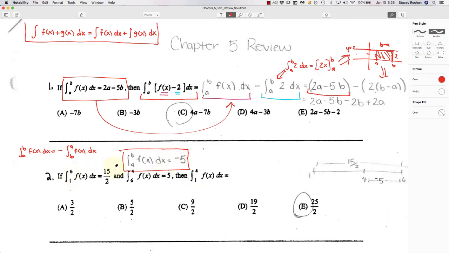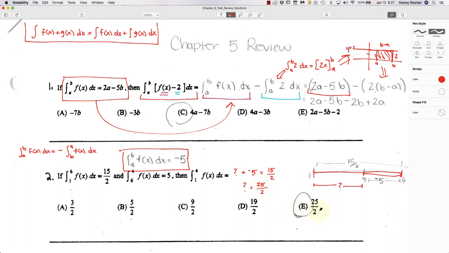So they're telling you something about 1 to 6, so I like to just put it on a number line. They're telling us from 1 to 6 the area under the curve is 15 halves, right? And then from 4 to 6 the area under the curve is negative 5. Okay, so this part right here from 4 to 6 is negative 5. And then they're asking you, well, what's this part from 1 to 4? Well, that would just be what plus a negative 5 is equal to 15 halves. So add 5 to both sides. 5 is equal to 10 halves, so that would be 25 halves, and that's how we get our answer to number 2.